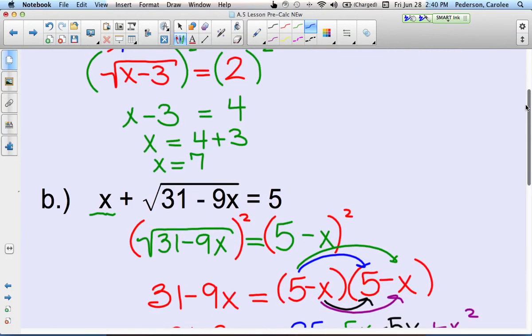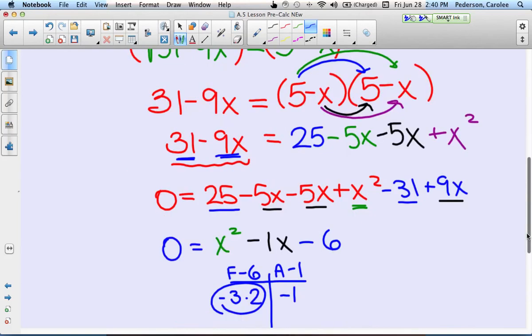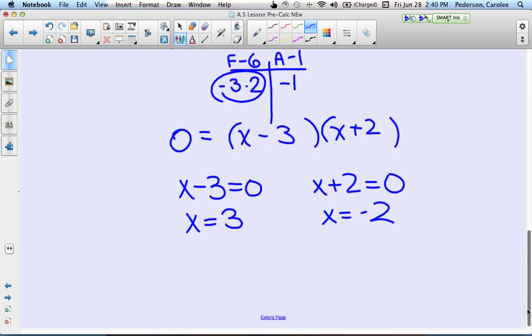You need to go back in here and check your solutions. Because maybe one of these is considered an extraneous solution. Remember, you cannot have a negative radical. That makes it imaginary. So check your solutions here. I'll let you do that on your own.